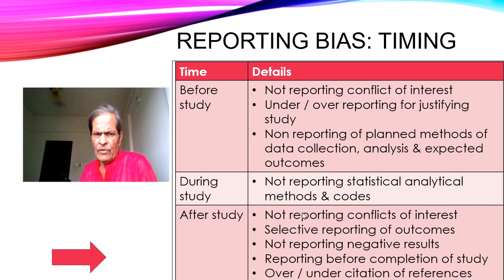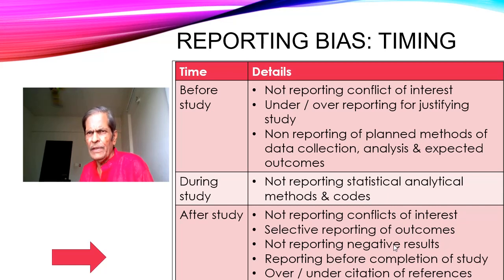The reporting bias can occur after the study. So you have published the study and you have not reported the conflict of interest to the journal. The article is sent for publication and you have not reported the conflict of interest. A representative of the pharmaceutical company is one of the authors, and the pharmaceutical company is the sponsor. There is nothing wrong if a representative of the pharmaceutical company is an author, but you hide that particular fact. You are not reporting that conflict of interest in the paper.